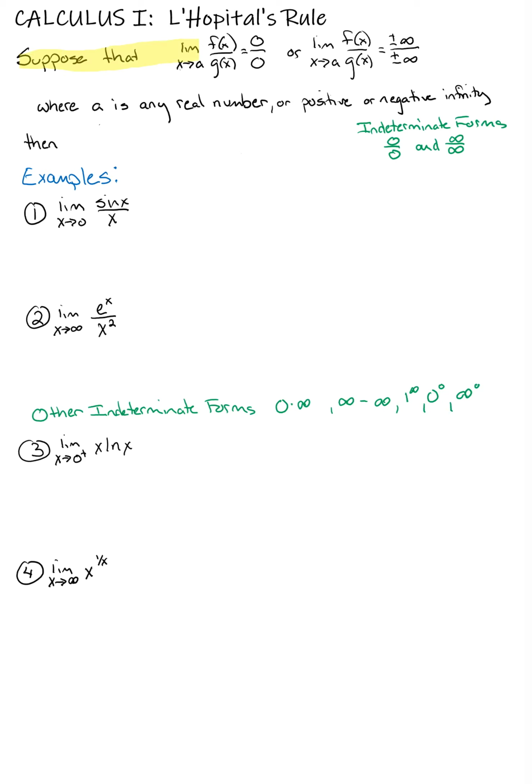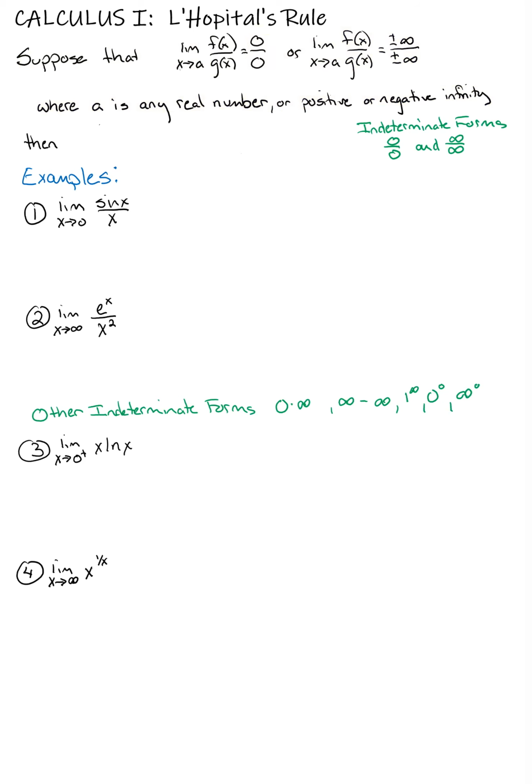Suppose that we take the limit as x approaches a of f of x over g of x, and the result is 0 over 0. Or we take this limit and the result is infinity over infinity, and those infinities can be either positive or negative. Notice in this case, x can approach a real number or it can approach positive or negative infinity.